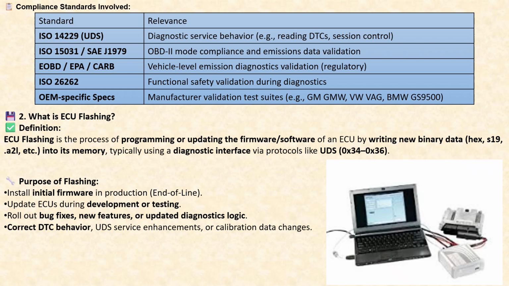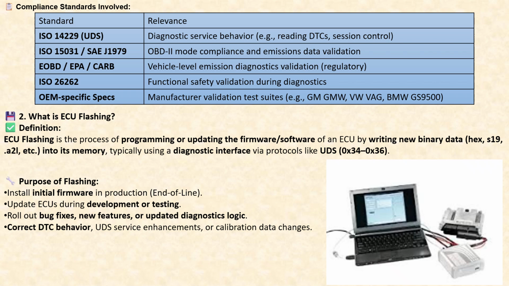Okay, now we will see one simple topic which needs to be covered in this particular context. What is ECU flashing? ECU flashing is the process of programming or updating the firmware or software of an ECU by writing binary data, hex code, S19, .a2l, etc. into its memory, typically using the diagnostic interface via protocols like UDS 0x34 to 0x36.